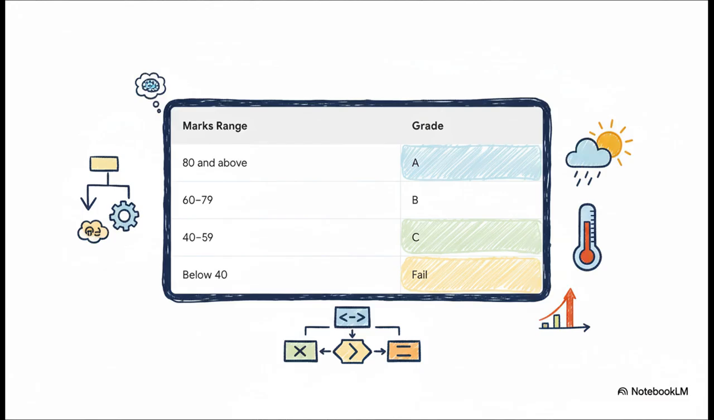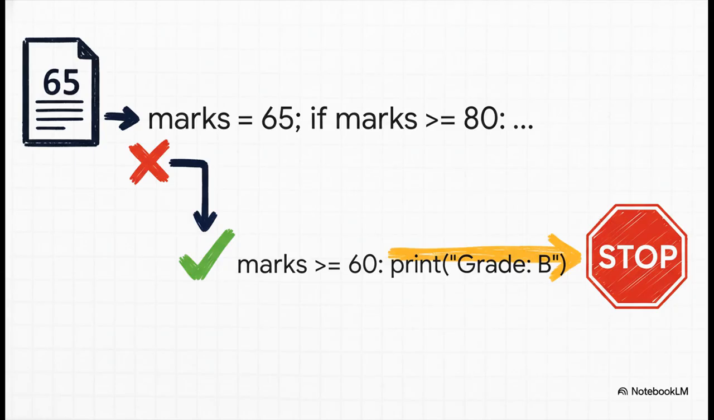This table right here shows the exact logic our code is going to follow. Now, this part is super important. Here's how the computer reads this. Our marks are 65. It asks the first question. Are the marks 80 or more?